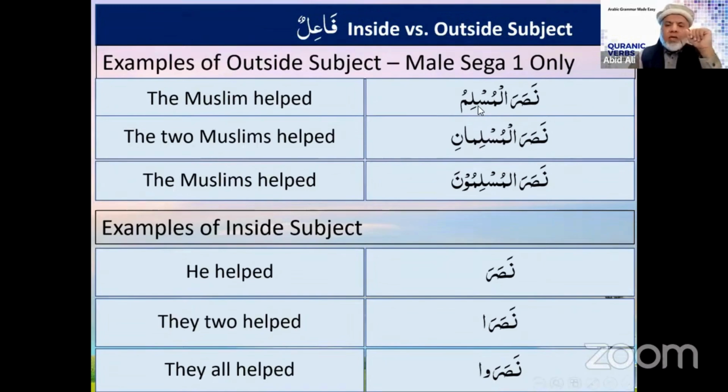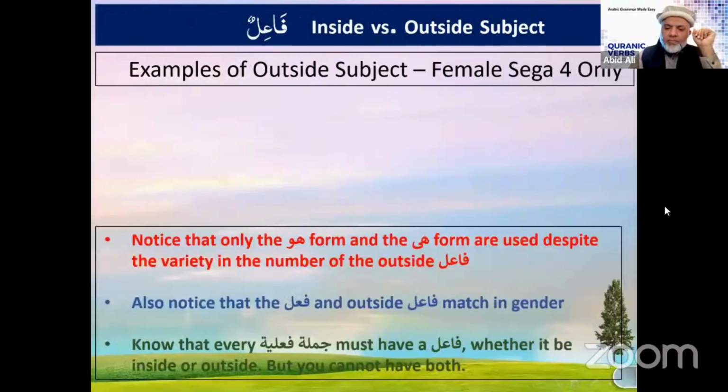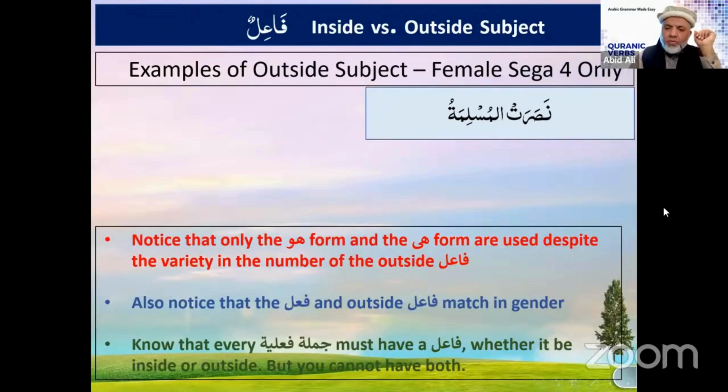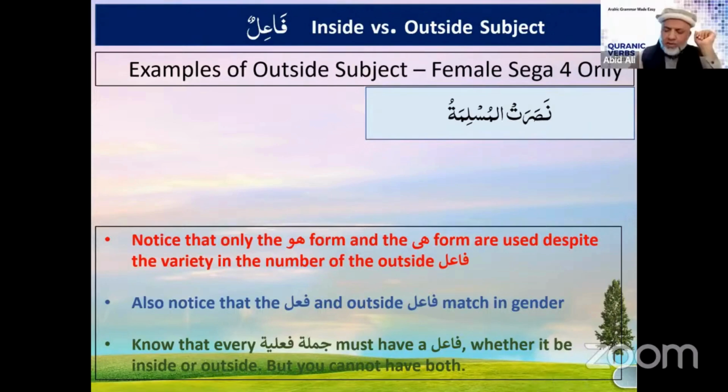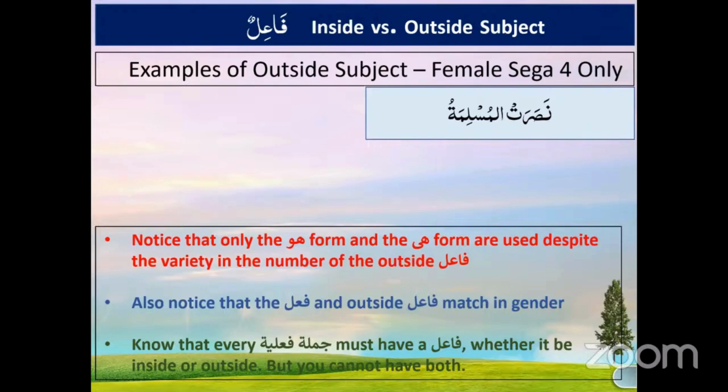So if I have to do al-Muslimu with Siga number 4, what will be the answer? Would it be Nasarat al-Muslimatu? Because the file has to be in sync with the gender. Before it was a male, so I brought Nasara. Now I'm talking about a female, so I brought Nasarat. Is Nasarat Siga number 4? Yes.